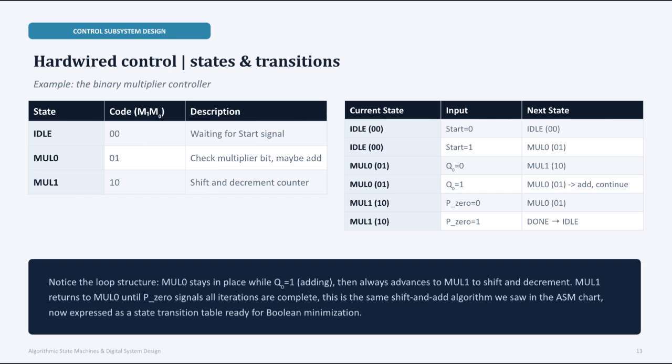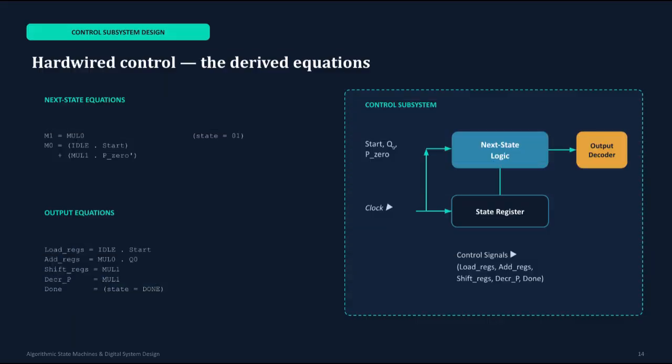From this transition table, we can now derive the actual next state and output equations that get implemented in gates. Reading directly off the transition table, the MSB of our state, M1, is 1 exactly when we're in MUL0, state 01. The LSB, M0, is the OR of 2 conditions: being in idle with start asserted, or being in MUL1 with P0's complement. Meaning we haven't finished counting yet. On the output side, load_regs fires when idle and start, add_regs fires when MUL0 and Q0, shift_regs and decr both fire simply whenever we're in MUL1, and done fires whenever the state equals done.